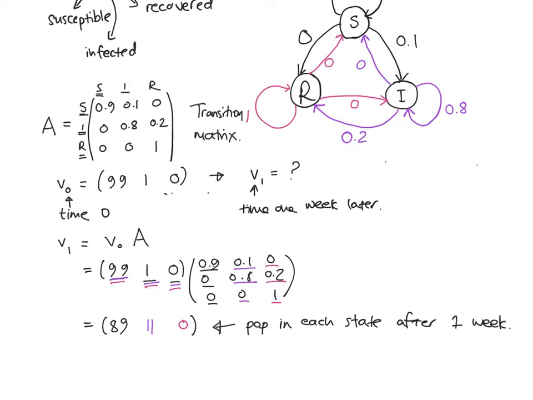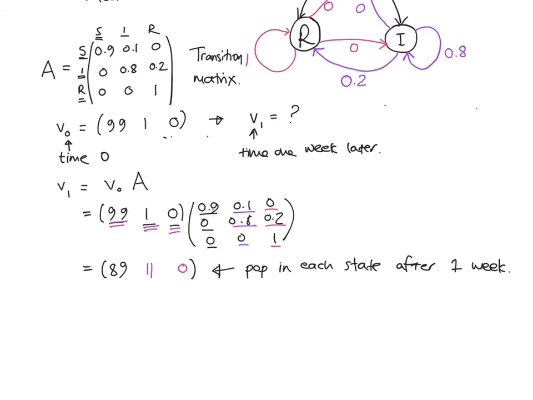And if we wanted to, we could find the population after 2 weeks by simply having a look at the population after 1 week and multiplying it by our transition matrix. Notice that really what we're doing here when we find the population after 2 weeks is we're taking the initial probability distribution, and since V1 was equal to V0 times A, our population after 2 weeks is given by our initial population times our transition matrix squared.